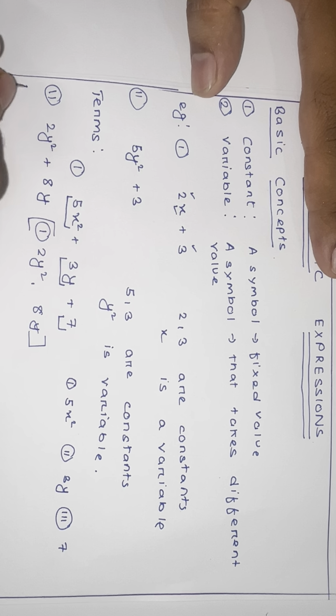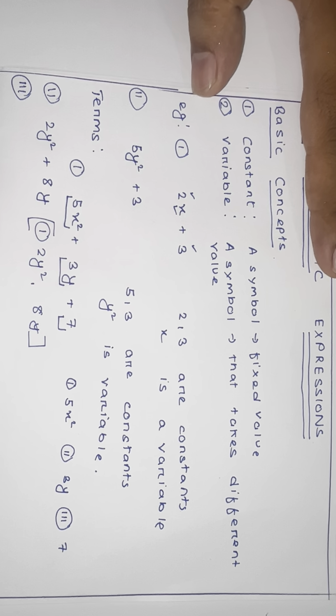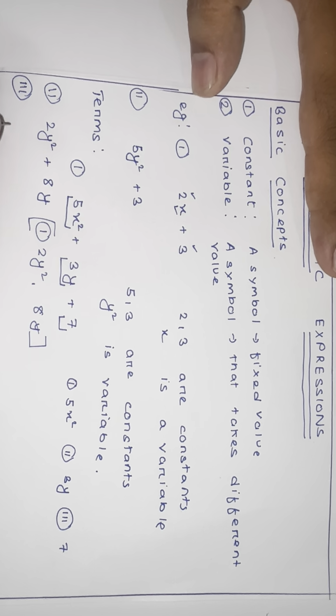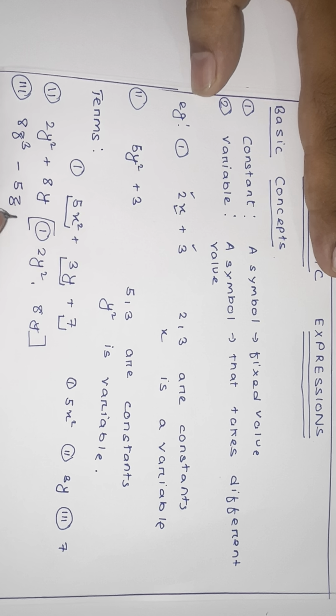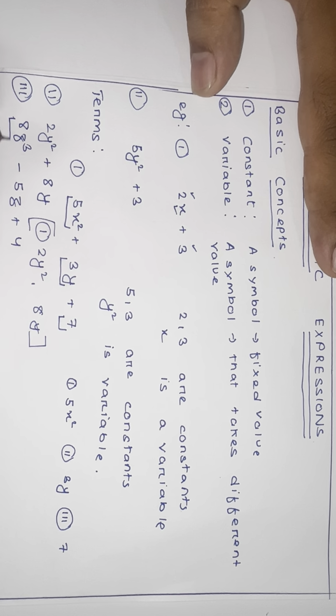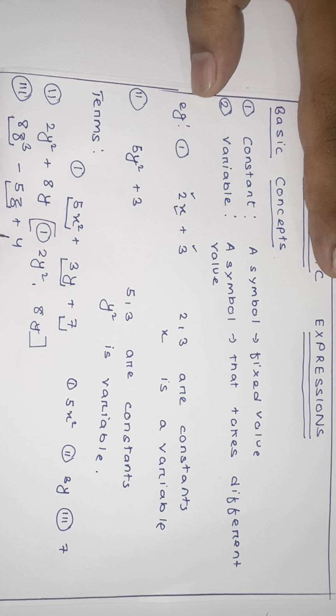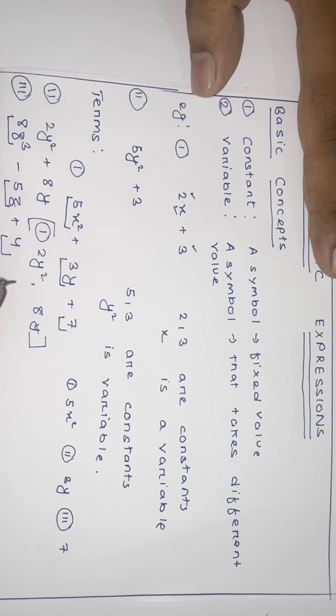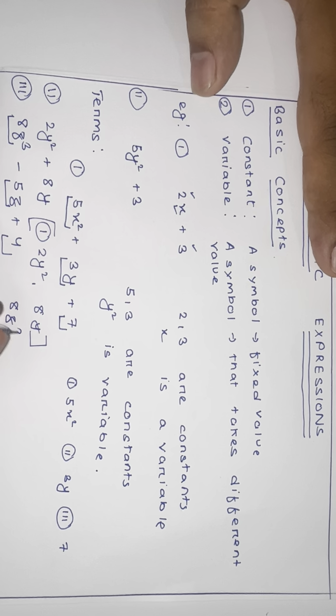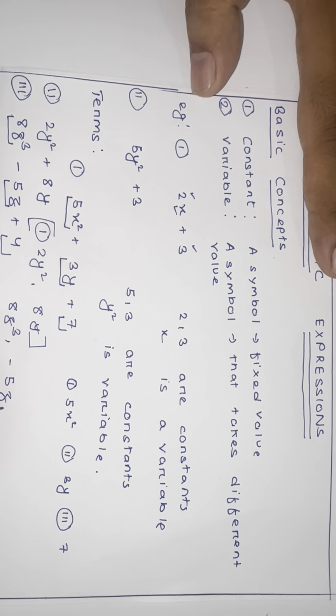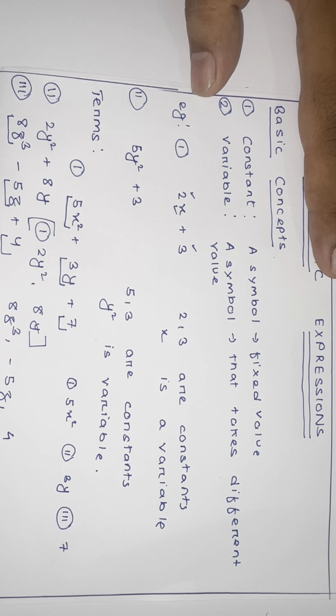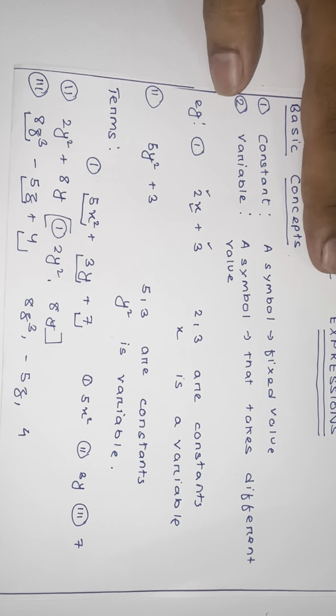Suppose I am writing one more example, 8z cube minus 5z plus 4. So in this case, there are three terms. First term is 8z cube. Second term is minus 5z. You have to write the sign also if it is negative. And third term is 4. So in this case, we have three terms.